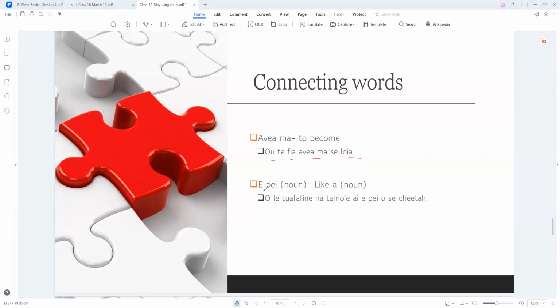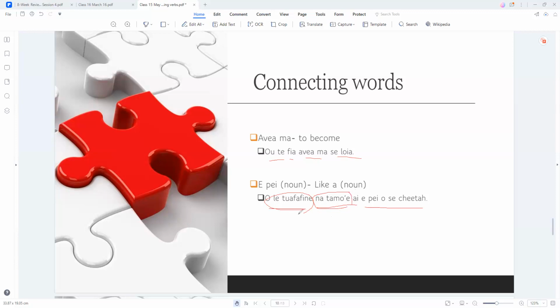And then e pei. This is a good one if you write poems or songs. There are a lot of songs that say e pei, like this or like that. For example, o le tu fa fine na tamoe ai e pei o se cheetah. I didn't know the word for cheetah, so I just threw that in there. So the sister ran.